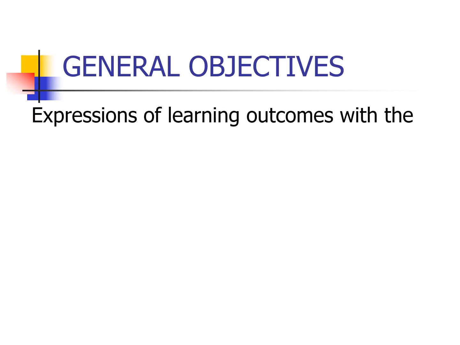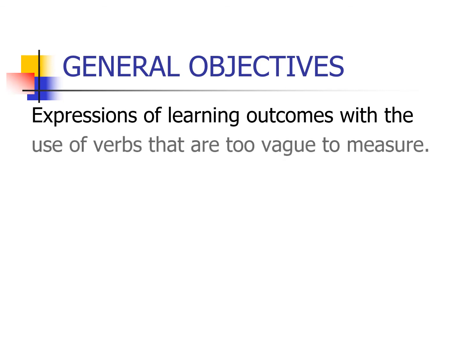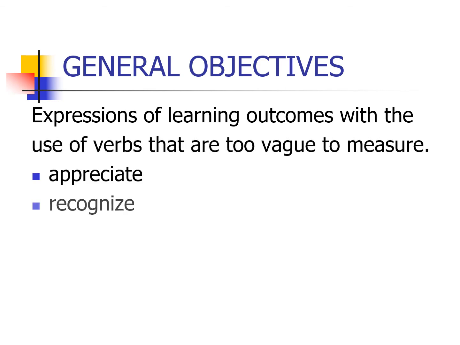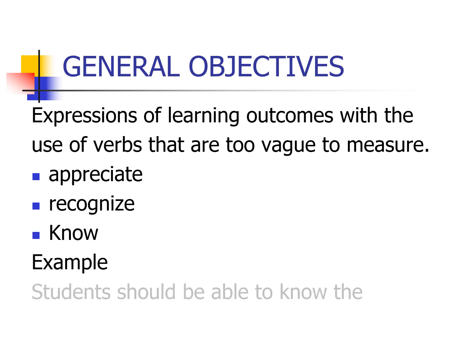General objectives are expressions of learning outcomes with the use of verbs that are too vague to measure. Examples of these verbs are appreciate, recognize, and know. An example of a general objective is students should be able to know the meaning of a concept.